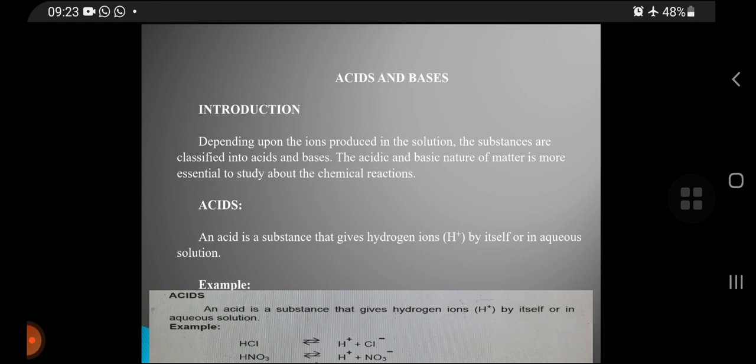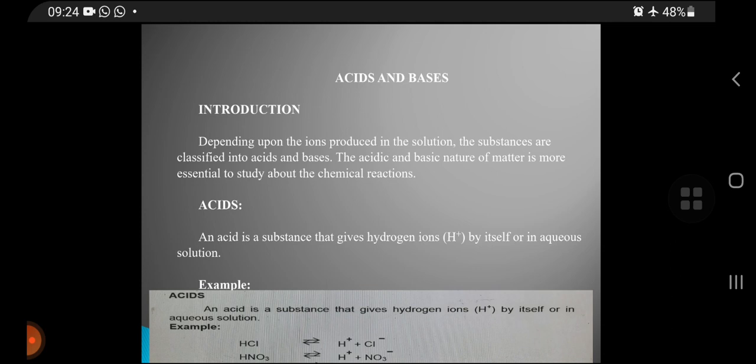Introduction. It depends upon the ions produced in the solution. This is very important: the ions produced in the solution. The substances are classified into acids and bases. The acidic and basic nature of matter is essential to study chemical reactions. So, the acid and base concepts are very important for chemical reactions.